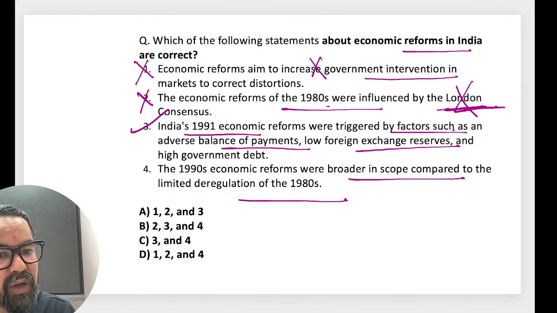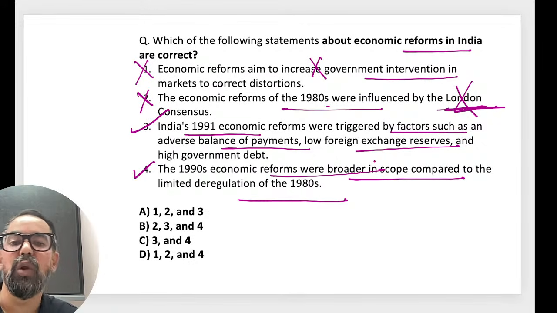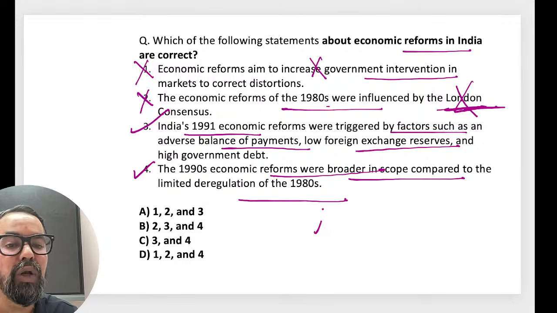The 1991 reforms were triggered by factors like this, 100% true. The 1990 reforms have broader scope. Everybody knows about the 1990s. No one talks around this one.